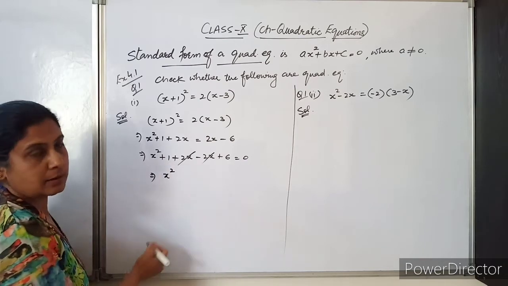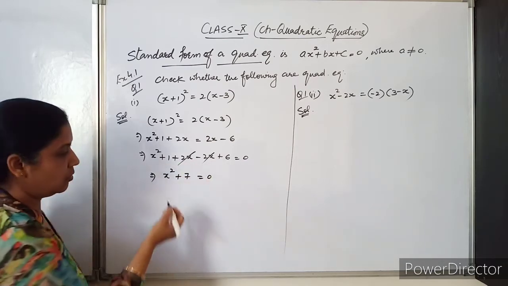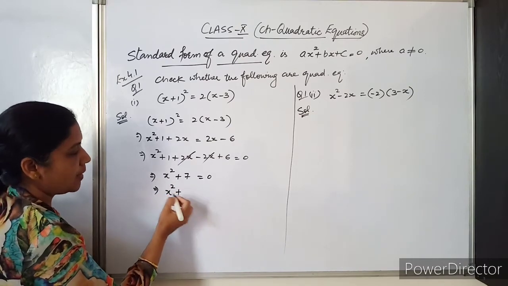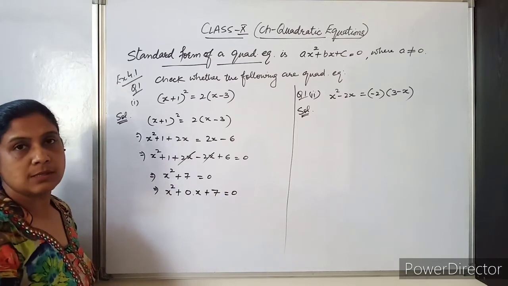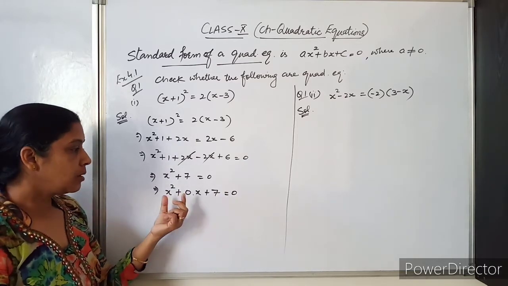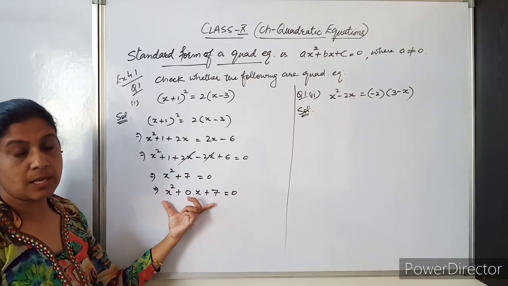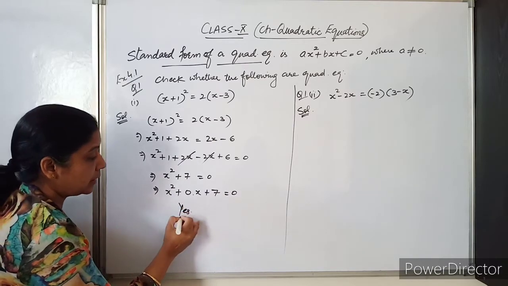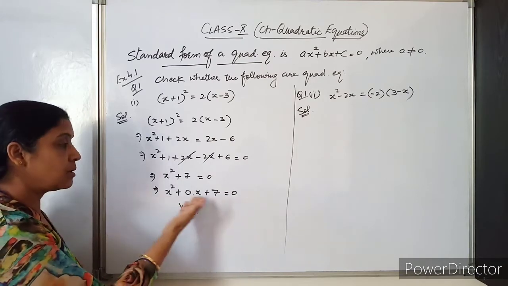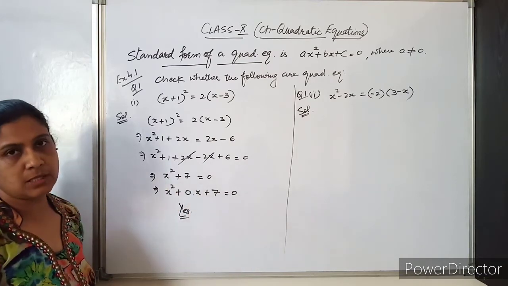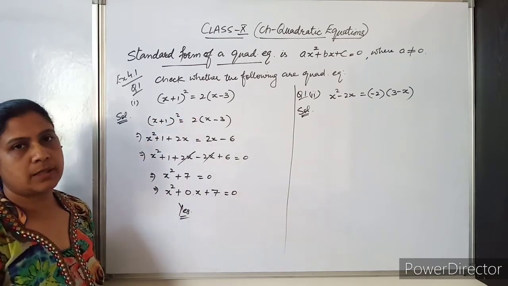x square as such, plus 1 plus 6, 7, is equal to 0. This can be written as x square plus 0 into x plus 7 is equal to 0. Why have I written this? Because I want to present this equation in the form of a standard quadratic equation. And yes, it can be written in this form, because when I simplify, 0 into x becomes 0. So the equation again is the same, x square plus 7 is equal to 0. So yes, this given equation is a quadratic equation.